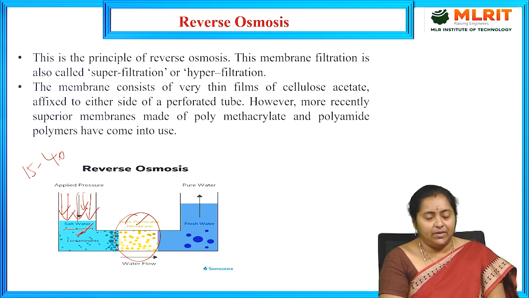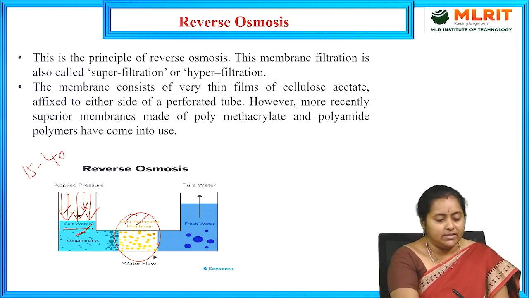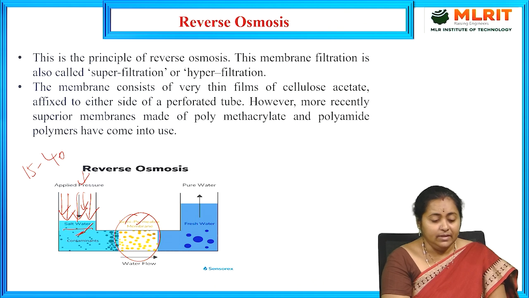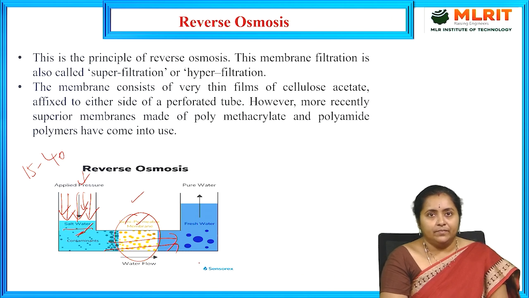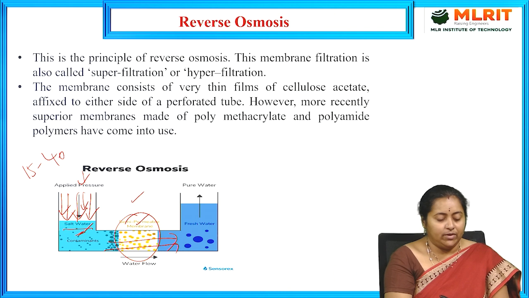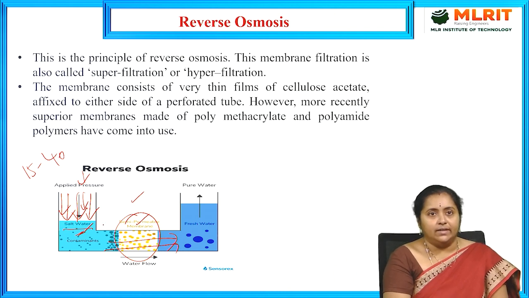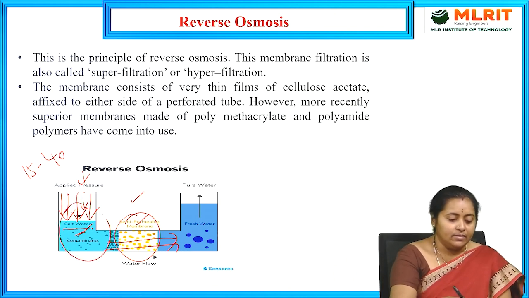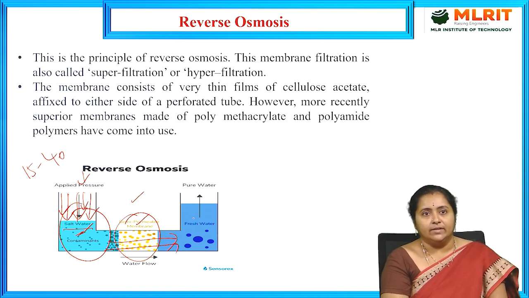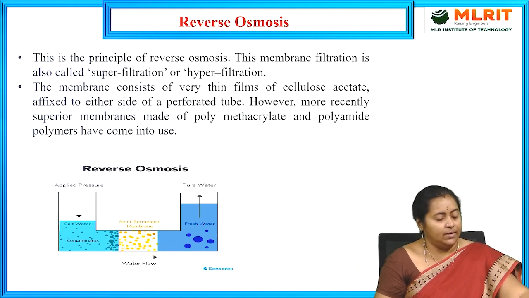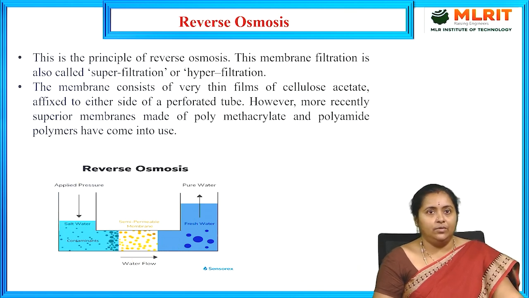Then immediately what will happen? On the concentrated side, we are applying pressure. Then the membrane itself allows the passage of solvent molecules, that is water molecules, to the dilute side. All the salt content will stay back on the concentrated side, and the solvent molecules like water, that is H2O, will move towards the dilute side. So this is about the RO process or RO method.